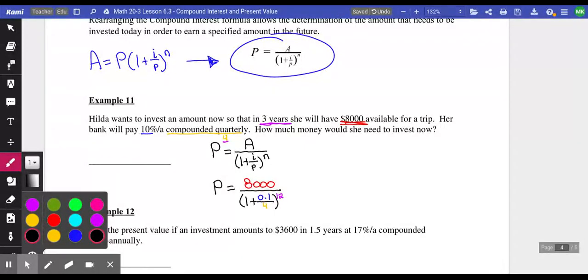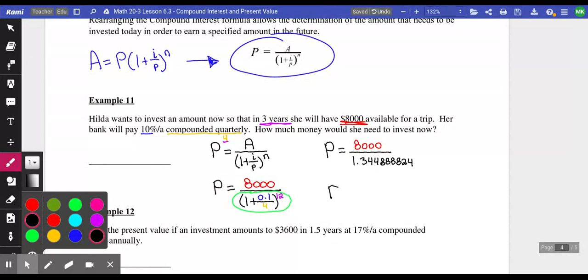To calculate this is a little bit harder than the other way. What we want to do is figure out what this whole bottom thing equals. So I would recommend that you put this in your calculator first. I would still have 8,000 on the top, and I'm going to divide it by the bottom. If I put that in my calculator, do the brackets first, so 1 plus 0.1 divided by 4, then do to the power of 12, and you get 1.34488824. And you want to use all the decimals that you can.